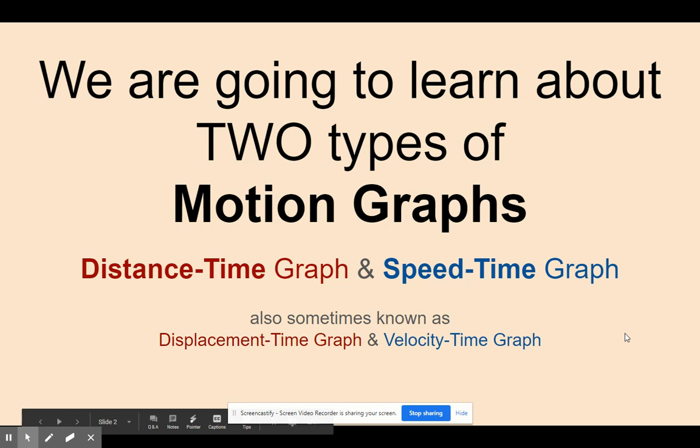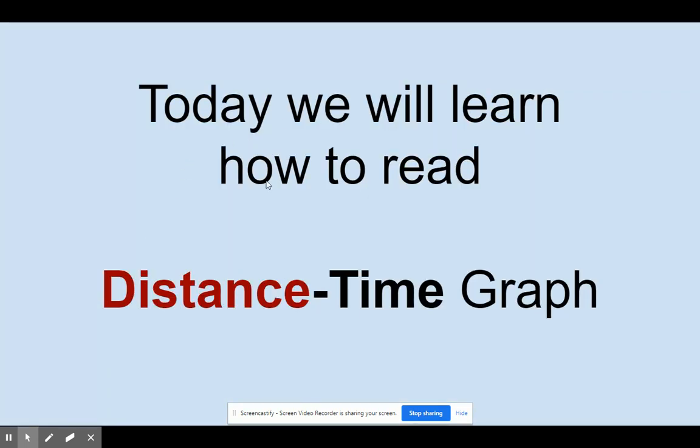We're going to learn about two types of motion graphs. You can determine the type of motion happening based off of the graph. And the two types are distance time graph and speed time graph. Sometimes you see distance time graph also as displacement time graph. And sometimes you'll see a speed time graph, also known as velocity time graph. But today we're going to focus on the distance time graph. We'll focus on the other one tomorrow.